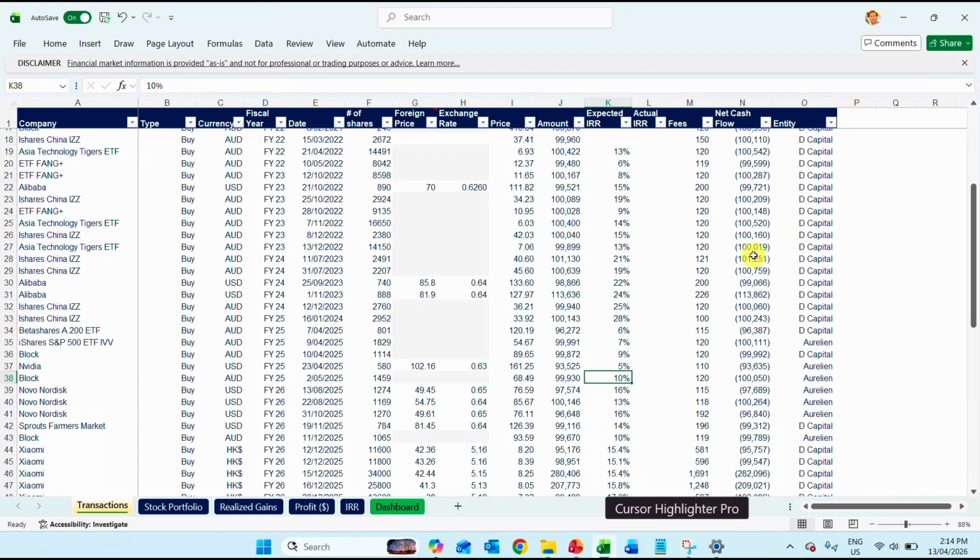Then you've got what we call the expected internal rate of return. So that's the annual return that you expect over the next 10 years. Then you've got the actual rate of return that you will add once you sell your position. So you can see the difference between both numbers. Then we've got the fees, net cash flow, and the entity. So the entity, it could be an investment made under your name or under the name of your company.